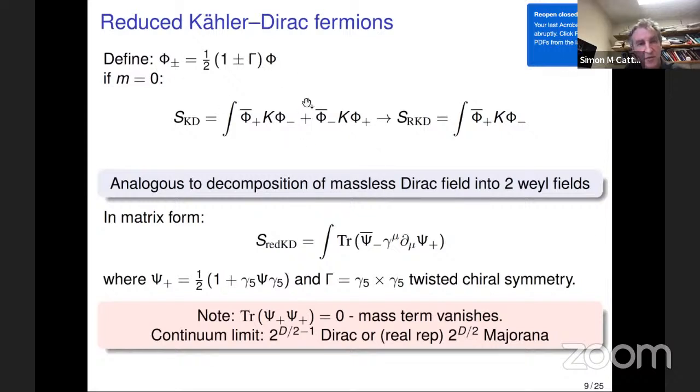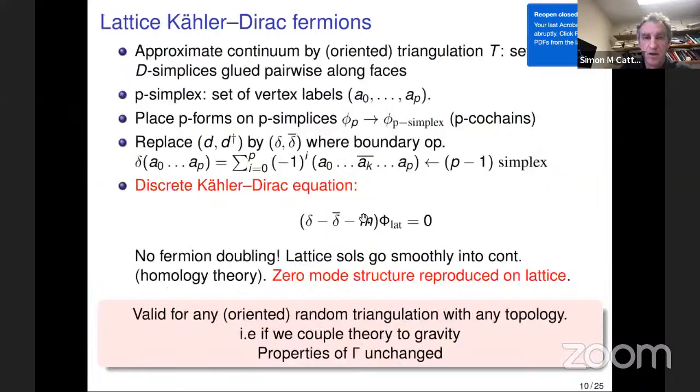So the theories we're most interested in are best thought of as formulated in terms of reduced Kaehler-Dirac fermions, which are naturally massless objects and hence naturally associated with anomalies for that matter. All right, the important part about all of this is that it rather naturally generalizes to the lattice, as I said. So I can approximate, if you want, any continuum manifold by some sort of simplicial complex, some oriented triangulation.